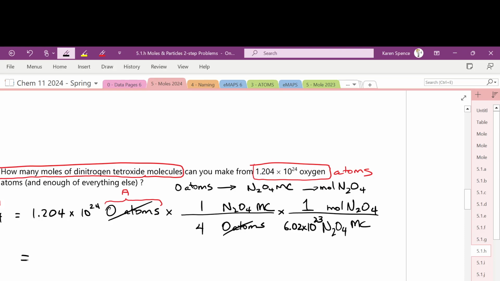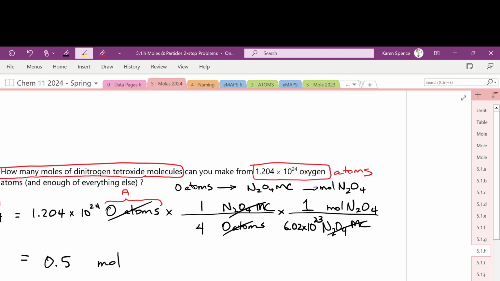And we get 1.204 times 10 to the 24 divided by 4 divided by 6.0223 equals 0.5 moles. Are you happy with my answer?